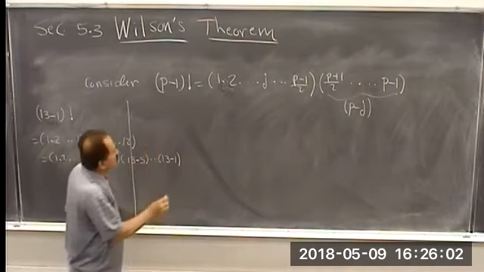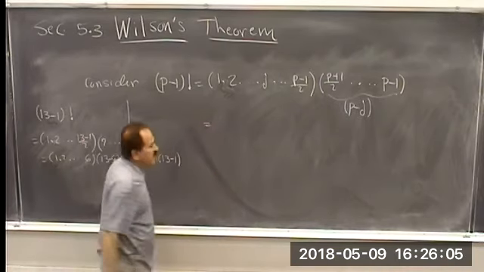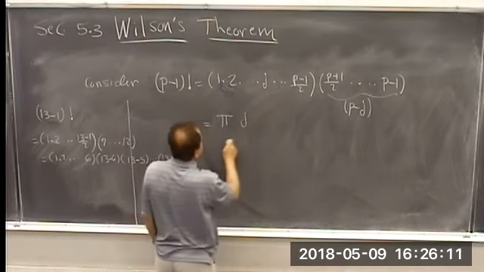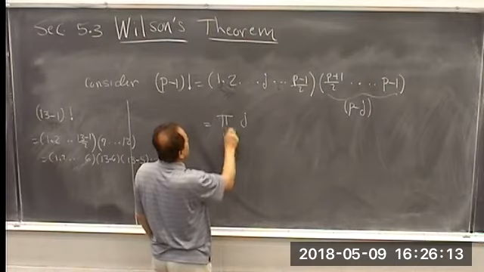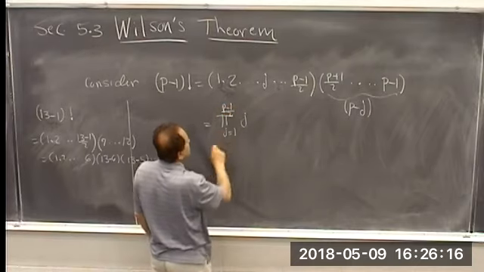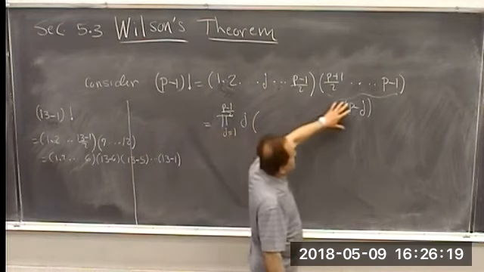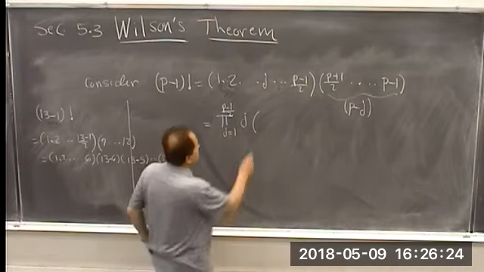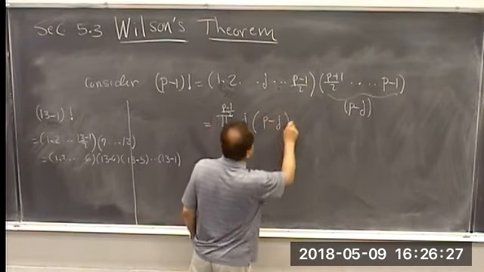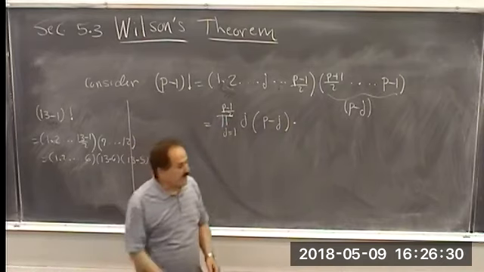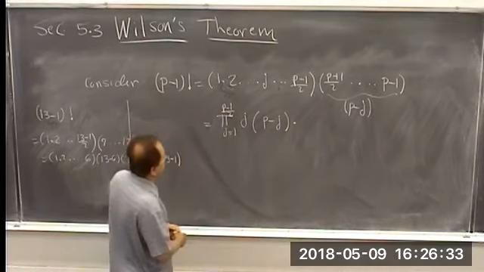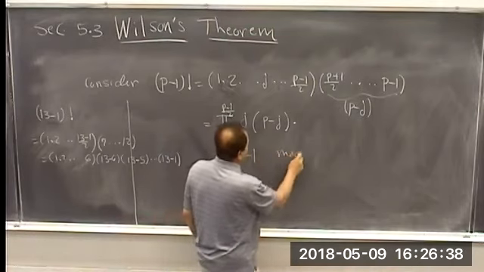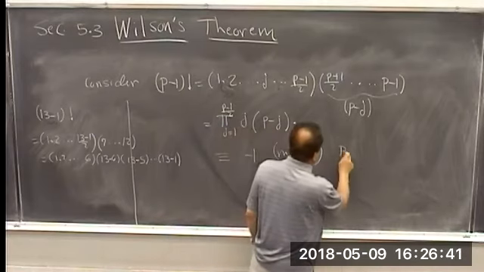So altogether, this means I can write this as a product of j, for j equal 1 up to (p minus 1) over 2, and then the other half of the product, which is p minus j. All right, and I know this one, of course, by Wilson's theorem. This is congruent to negative 1 mod p.